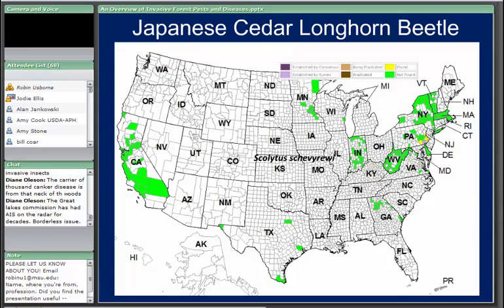This is, once again, the surveys and finds of Japanese cedar longhorn beetle in the U.S. So you can see that it's been established in the southeast corner of Pennsylvania. Fortunately, it's not widespread yet, but it certainly is on our radar as something of concern to our forests.